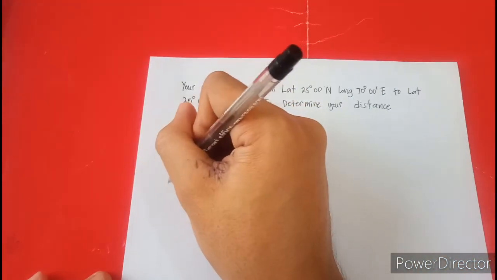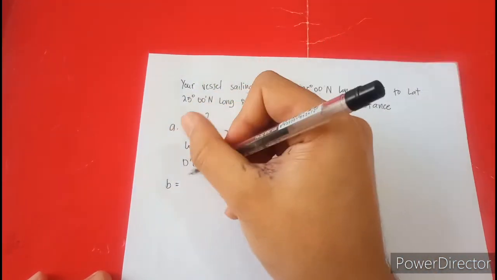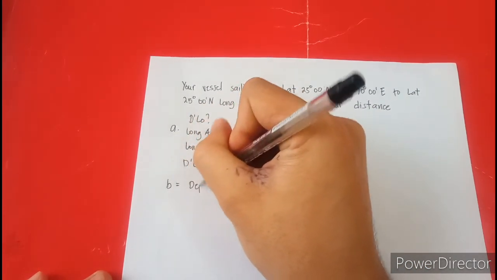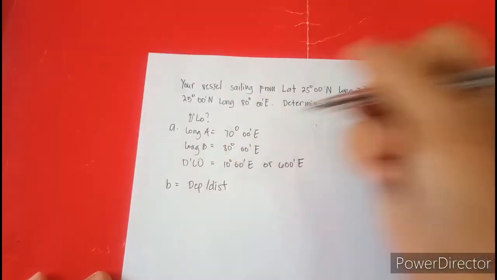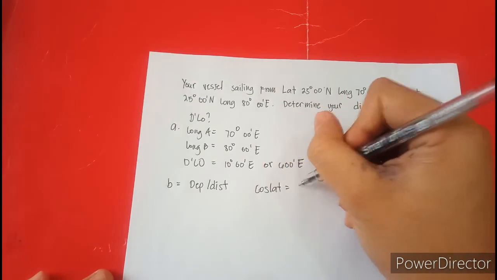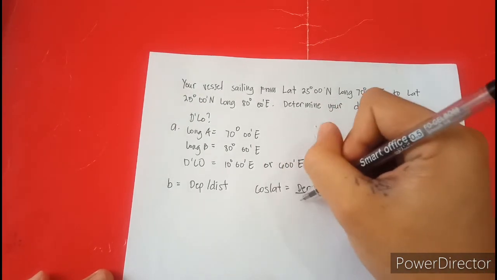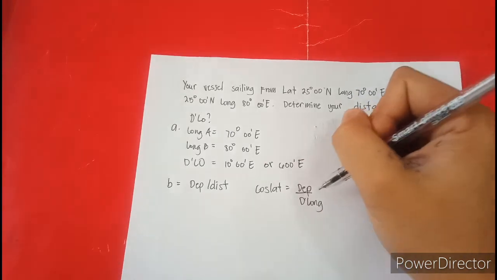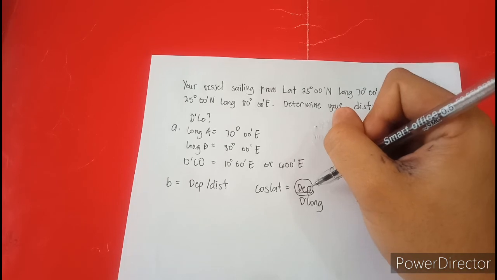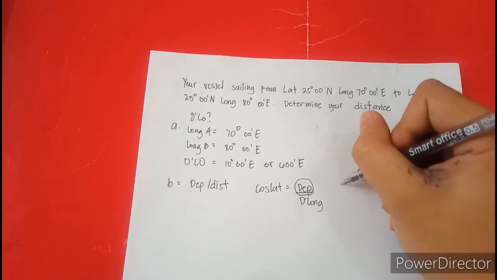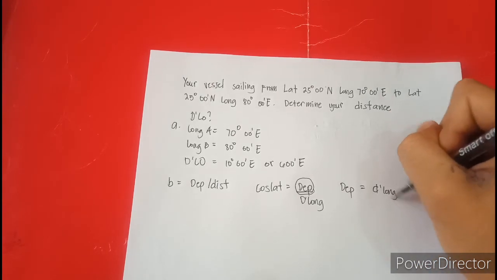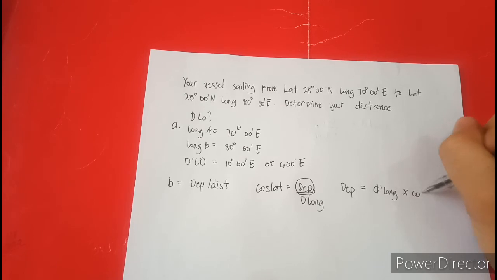Next, we're going to solve for our departure or distance. We use the formula, cosine latitude equals departure over d long. Since we are looking for the departure, we derive the formula. So the formula now is departure or distance equals difference of longitude times cosine latitude.